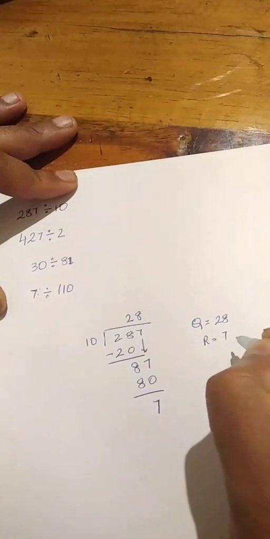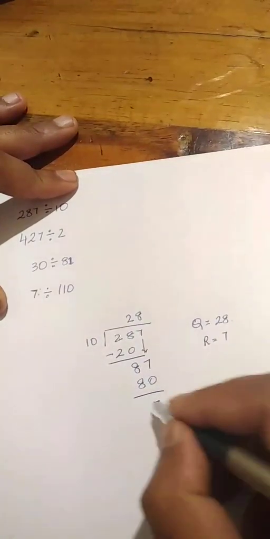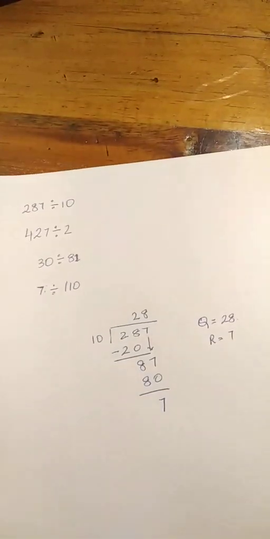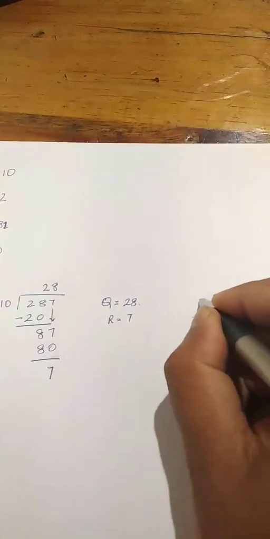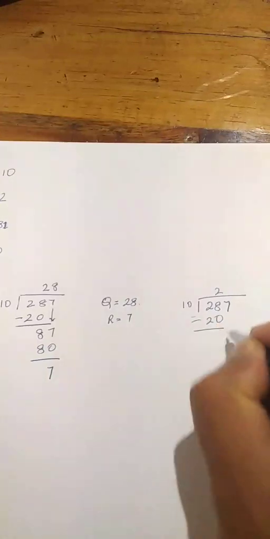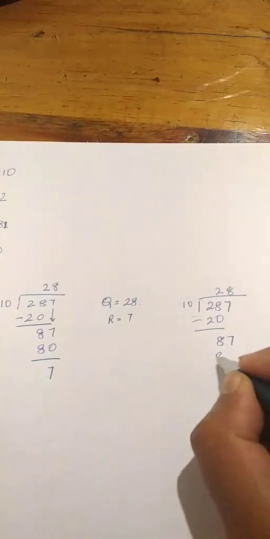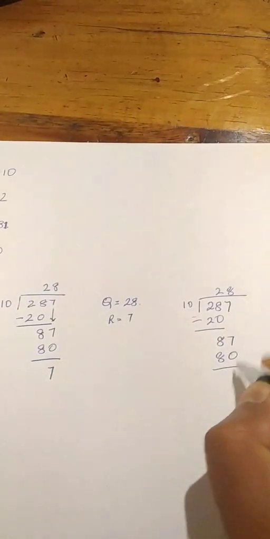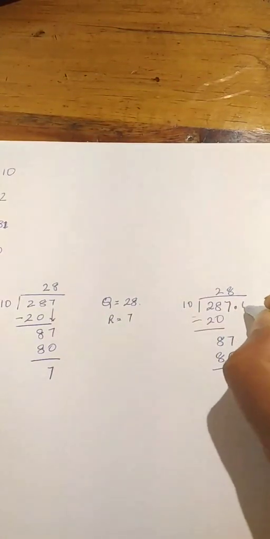Yeah. But now what we know is that we can in fact use decimals to further divide this remainder, and let's see how we can do that. So this same sum we're now going to take further, which is 287 divided by 10. Let's begin. 10 twos are the same, 20, subtract the 2, get 8, bring down the 7, 10 eights are 80, and we get 7. Now the thing is, 287 is the same as 287.0.